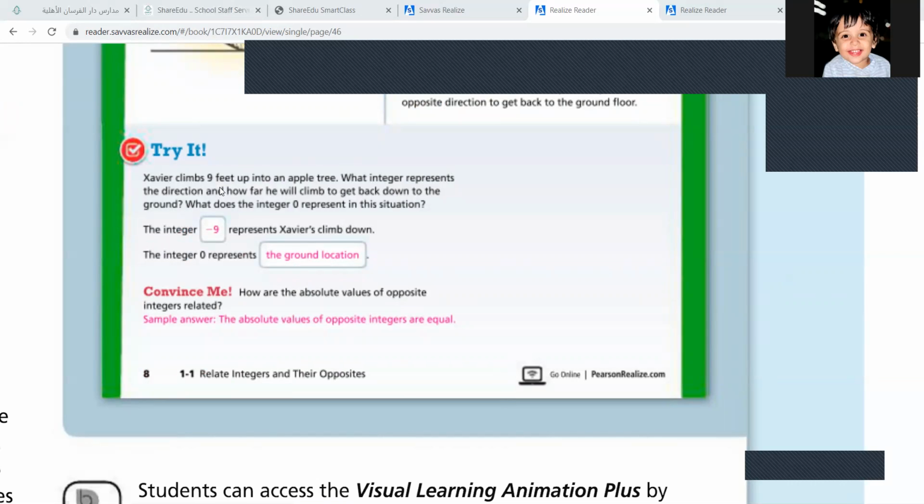Xavier climbs 9 feet up into an apple tree. When I say up into an apple tree, I have to put positive. -9. What integer represents the direction and how far he will climb to get back down? The going up is positive, but coming down is negative. He climbs up. What integer, the direction, how far will he climb to get back down? The integer -9 represents Xavier's climb down.